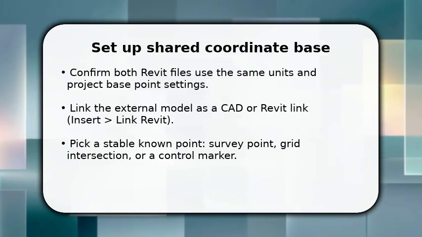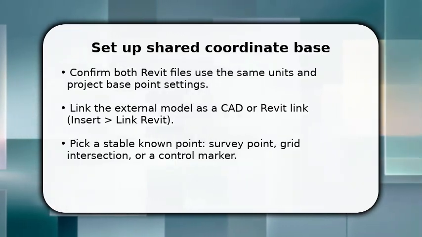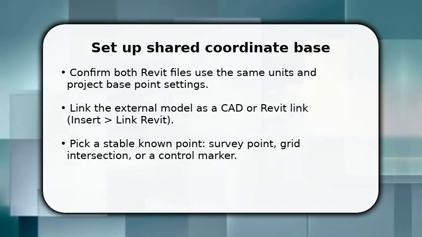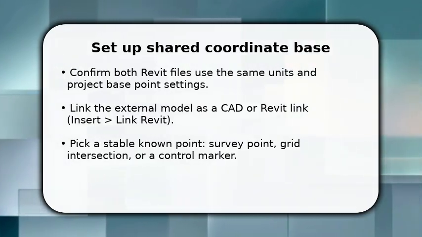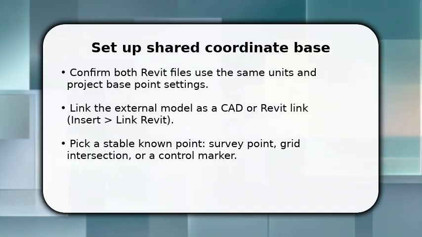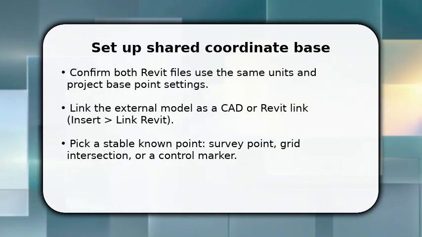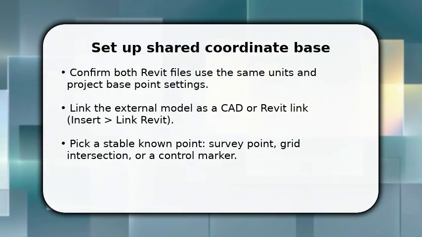You start by choosing a reliable control point in the host and the linked model. This is critical because shared coordinates rely on a consistent reference. Link the model now using Insert Link Revit, then do not move the linked instance. Once linked, reveal the survey and project base points so you can see offsets.